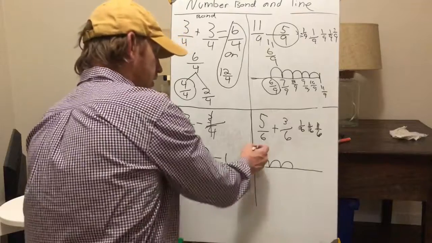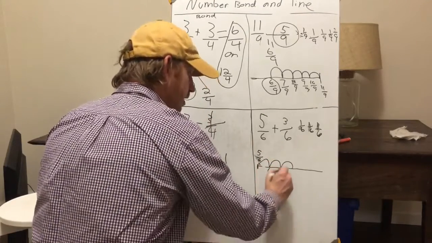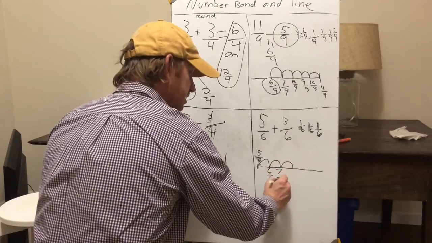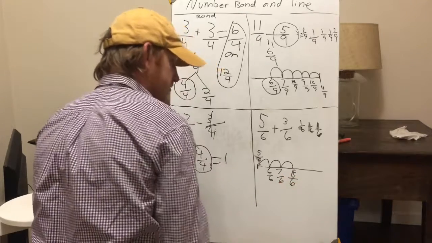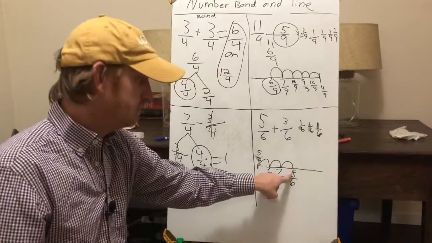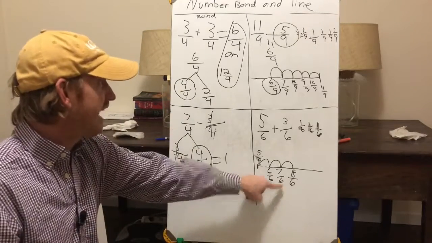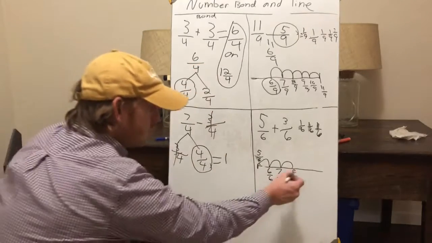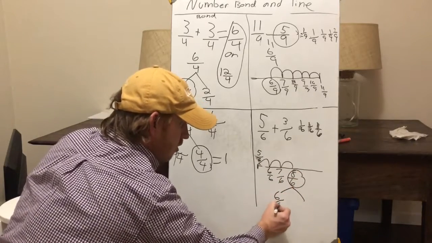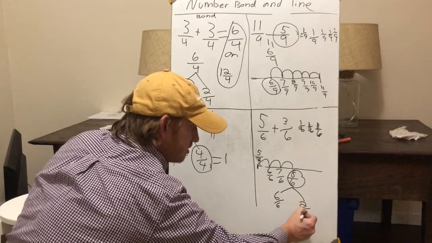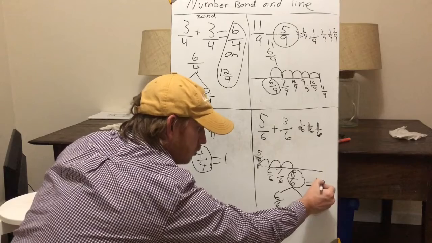And then we just count up. We have 5/6, 6/6, 7/6, 8/6. And so now we see we have 8/6. From there, I might use a number bond to break it down, like we did over here. We have 6/6 and 2/6. So that's equal to 1 and 2/6.